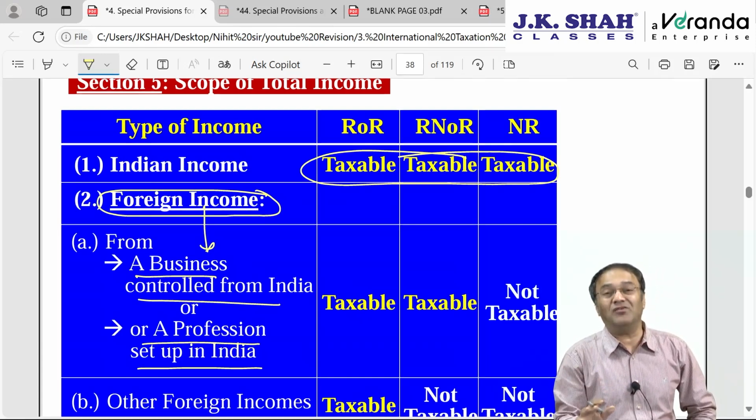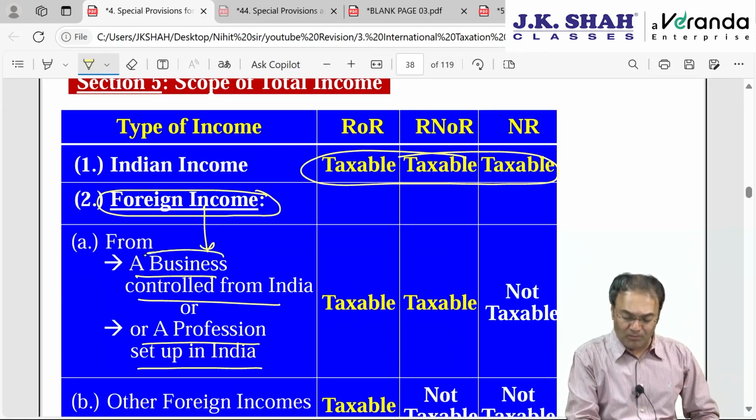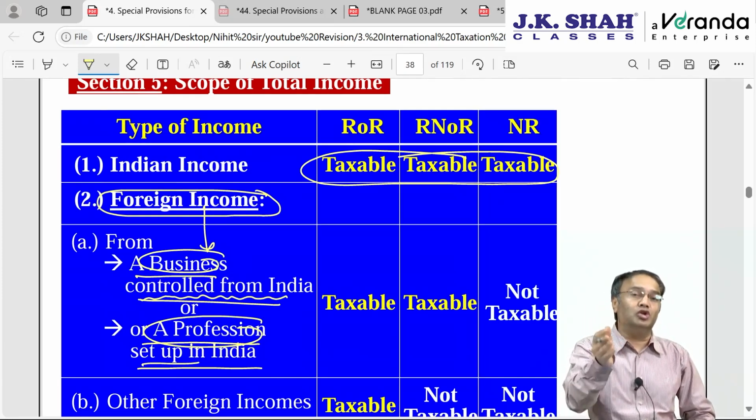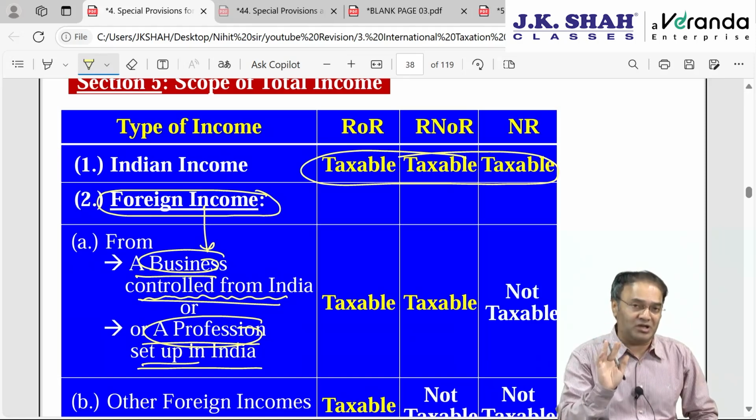But in spite of being a foreign income, it will be considered as kind of Indian income if it is from business which is controlled from India, or it is from a profession set up in India. What do you mean by profession set up in India? So let's talk about you. You became chartered accountant, you started practicing.